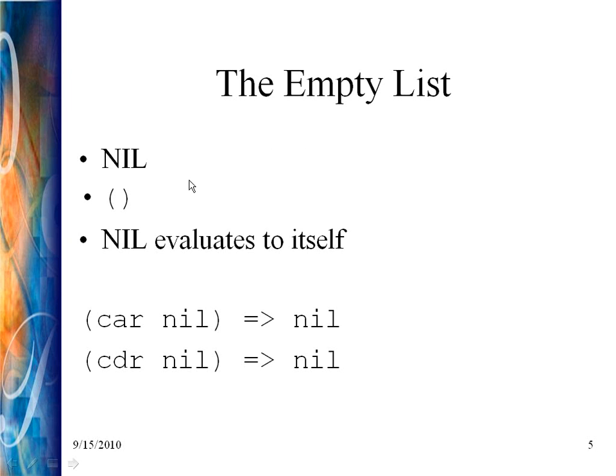Nil, as we said, is the empty list. The symbol nil and the open parenthesis, closed parenthesis, in other words, representing a list with nothing in it, are equivalent. You can use either one. Nil evaluates to itself. The car of nil is nil, and the cdr of nil is nil. There are a number of other list functions that access elements of the list, and almost all of them, when applied to nil, return nil, as we will see.